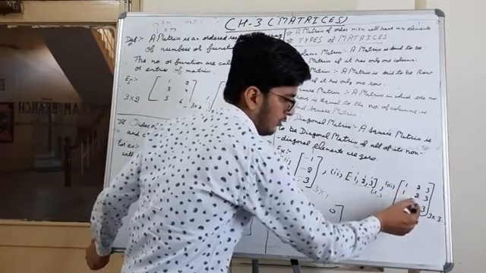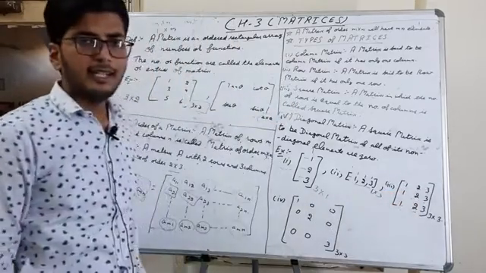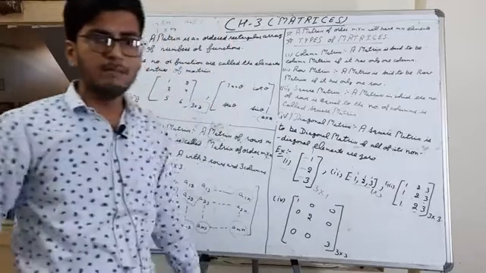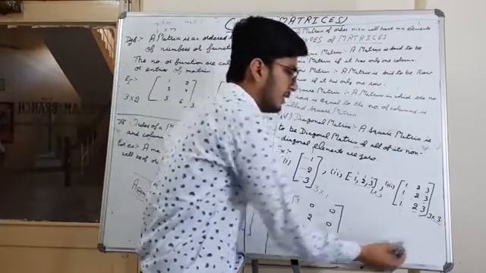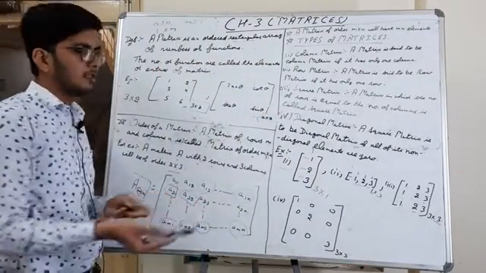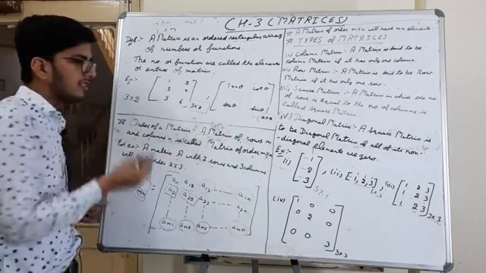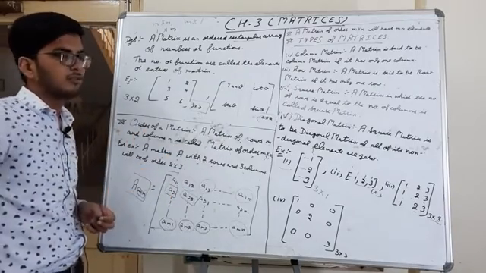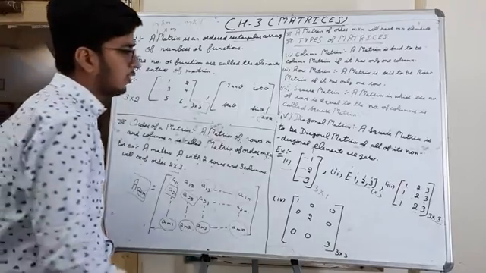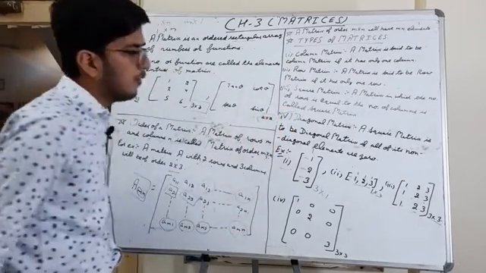Here we have one more example of a square matrix: 1, 2, 3, 1, 2, 3, 1, 2, 3, right? 3 rows and 3 columns, and the order of the matrix is 3 cross 3. Number of rows is equal to number of columns. That means it is a square matrix, right? Clear about the third one?